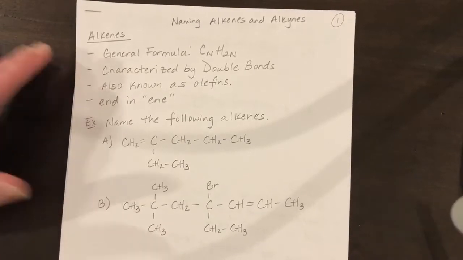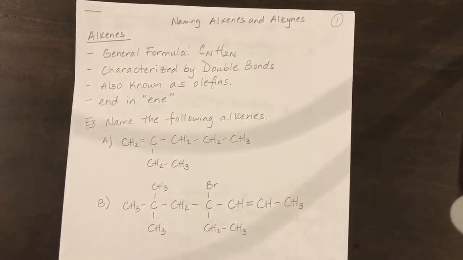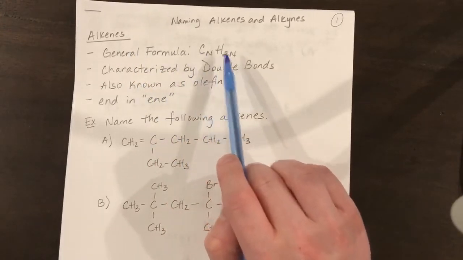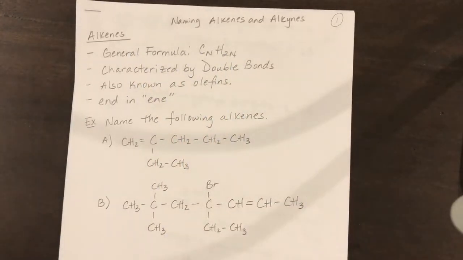Okay, so this is going to be our next lesson over naming alkenes and alkynes. We're going to be dealing with pretty much the same rules as what we had for naming alkanes, but there's just one extra step in there. The general formula for an alkene is CnH2n. These are going to be compounds that deal with double bonds. These are also known as olefins, and they end in an -ene ending. Alkanes end in -ane. Alkenes are going to end in -ene.